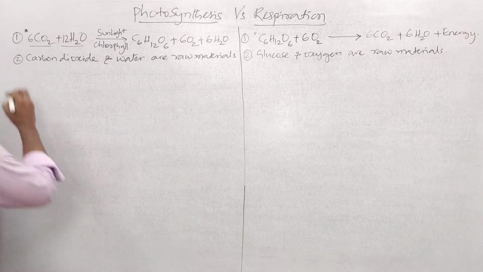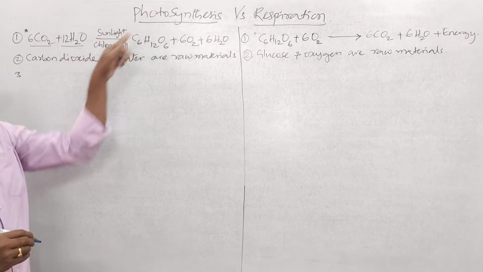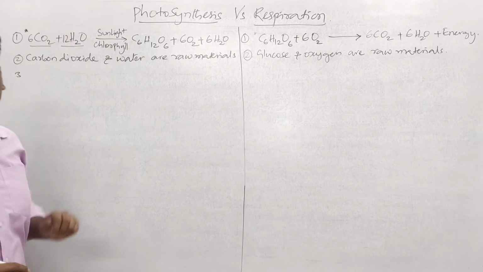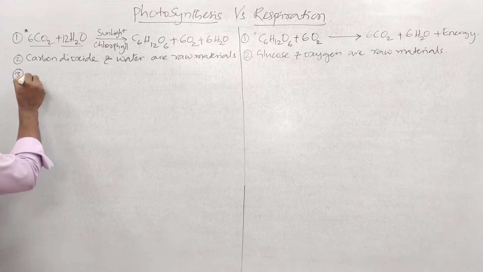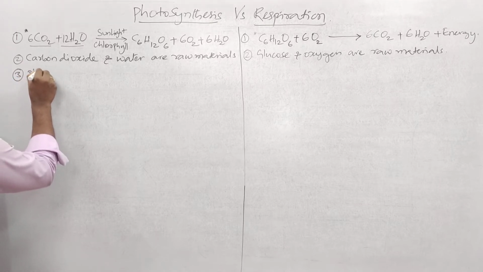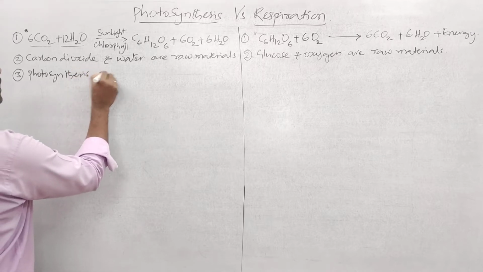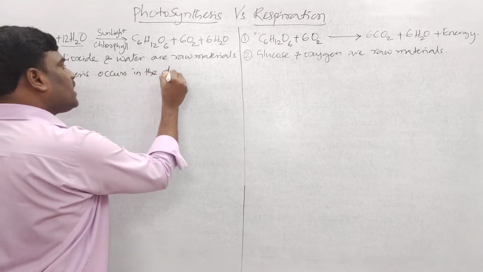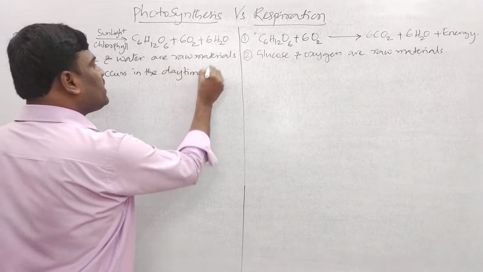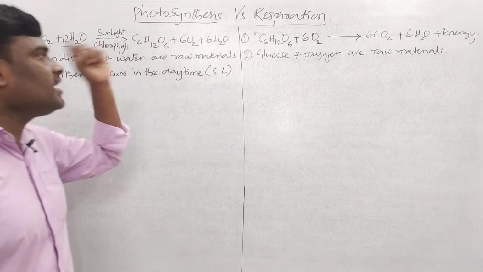And the next one is the third point. In photosynthesis, the process occurs in the presence of sunlight. Got it? So that means photosynthesis occurs in the daytime, isn't it? In the daytime means sunlight is available, so I am writing it as daytime.